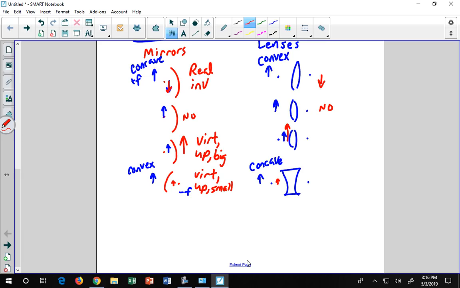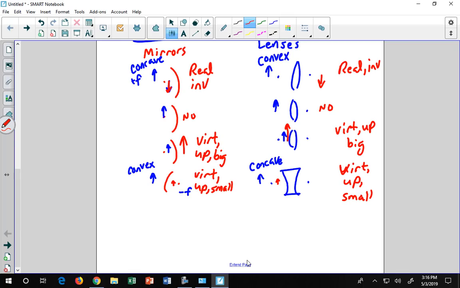This is real, inverted. Just like before, all the images are all the same. No images. Virtual upright big. And virtual upright small. I want you to notice the difference in these, though, is that with lenses, real images occur on the back side of the lens. They occur on the side opposite the object, and virtual images appear on the same side as the object.